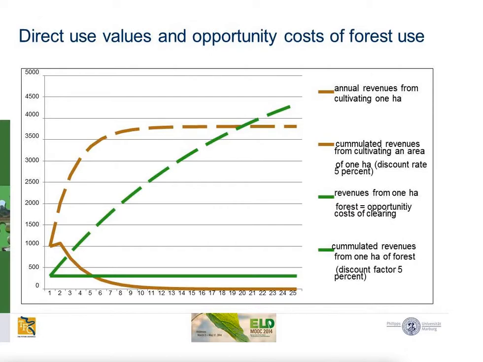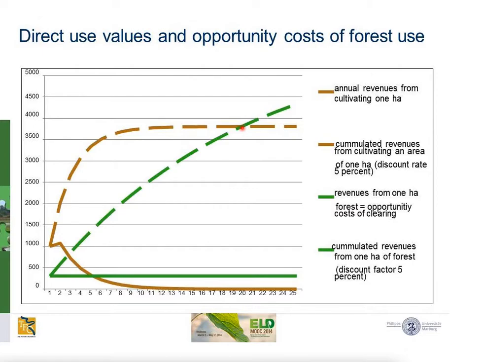So here I more or less try to visualize the table which I gave you here. What you can see down here is that the fields give you a good income at the beginning, but this income quickly decreases. So here are the accumulated incomes where you can see that marginal utility decreases quickly. The forest income is more or less stable. But if you consider time preferences, which means that people are valuing today's benefits higher than future benefits, then you see at one point the forest income is overtaking the income from the cultivation.